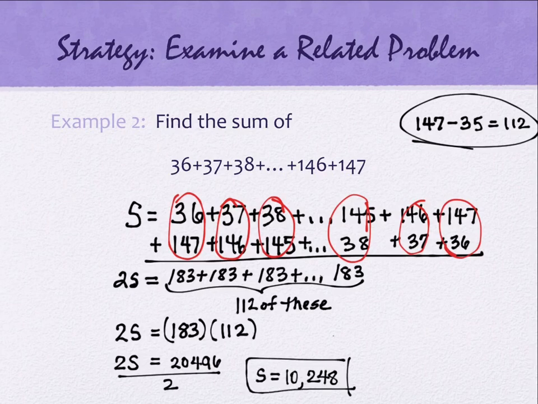Okay, any questions on that? Kind of 2 examples of the same strategy. All right, we will pick up next time with the simpler case example and finish out section 1.1 on Wednesday.